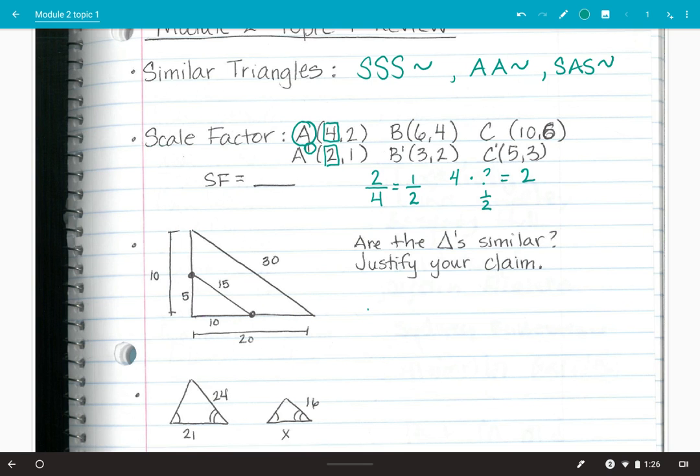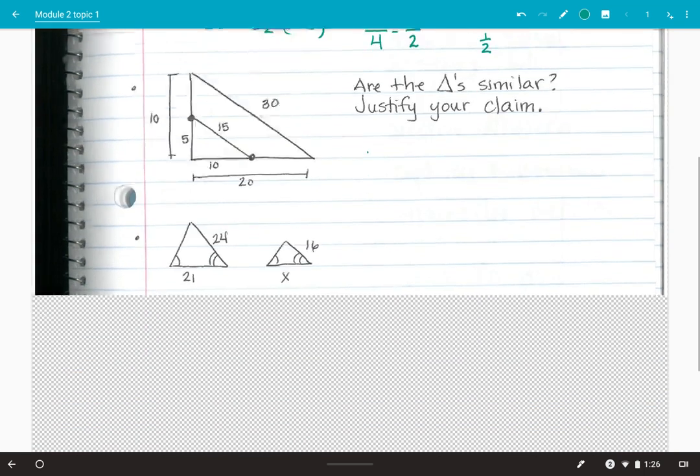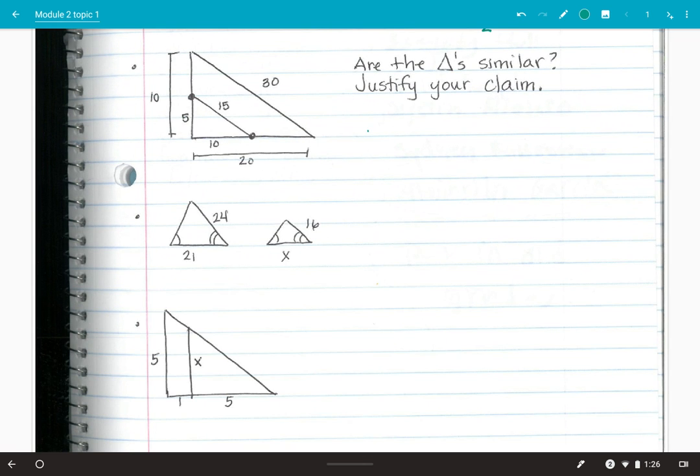So whenever it's getting smaller, it's always going to be less than 1. If it's going to get bigger, it's going to be greater than 1. So here the scale factor is either 1/2 or 0.5. I don't care which one you guys choose. We'll accept it. Okay, the next ones we are going to be proving that the triangles are similar.